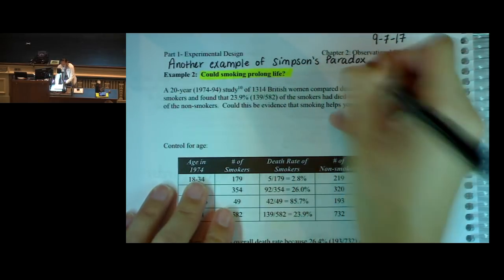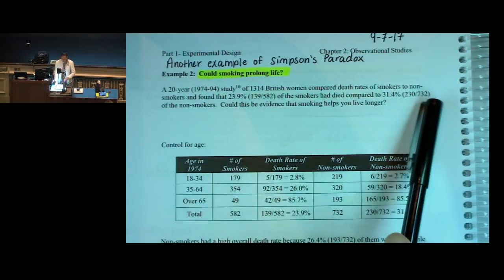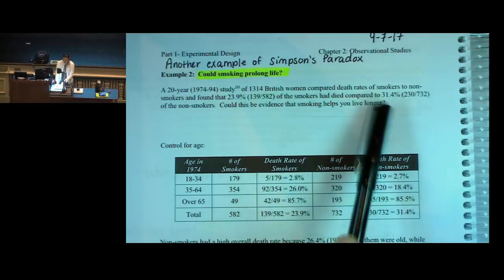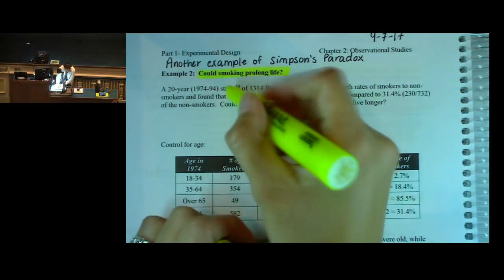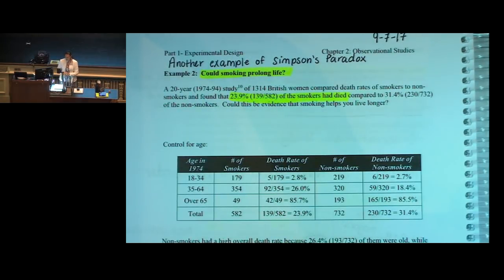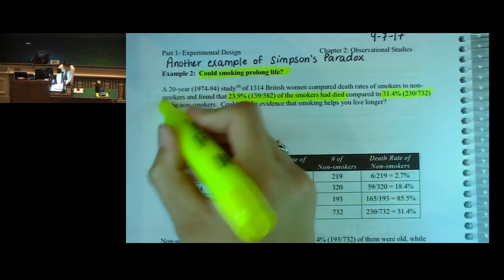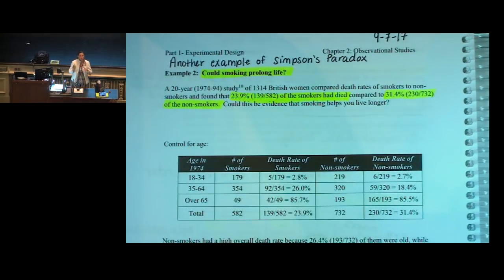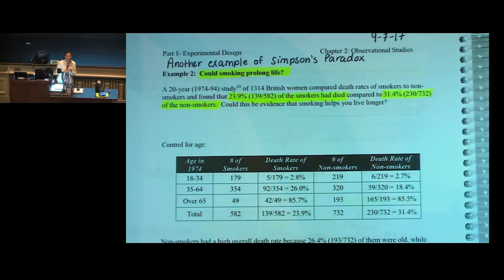Okay, so let's see why. Let's look at our data. It says they did this 20-year study of British women, and they compared the death rates of smokers to non-smokers and found, here are our results, 23% of the smokers had died compared to an even bigger number, 31.4% of the non-smokers. Strange, right? Could this be evidence that smoking helps you live longer?